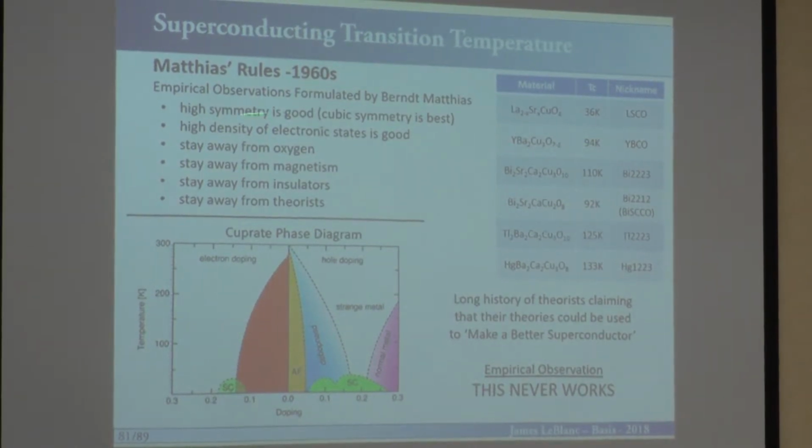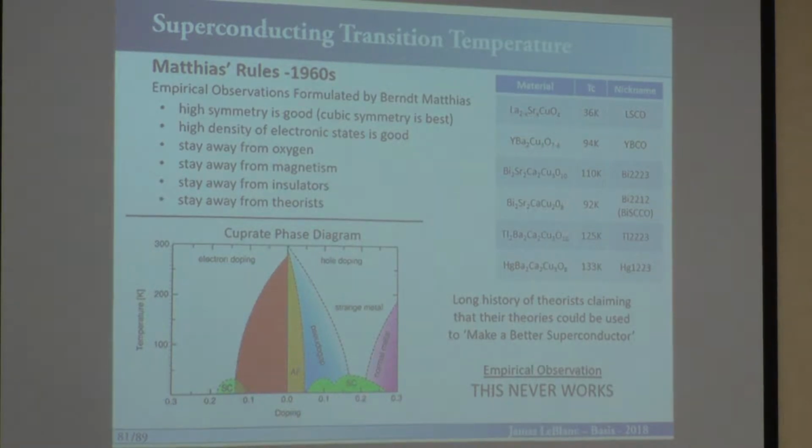And they said high symmetry is good, and they said cubic symmetry is best. Cool. They said high density of electronic states is good, and that comes straight from your BCS theories, right? They said stay away from oxygen, because oxygen wants to absorb electrons. Then they said stay away from magnetism, because they know from BCS theory, if you apply a magnetic field, it kills your superconducting state. Then they said stay away from insulators, because basically the same argument as the density of states. If you don't have density of states at the Fermi level, you're not going to get a superconducting state. And then the last one, which is an addendum somewhere in the article, is stay away from theorists, because they don't know what they're doing.